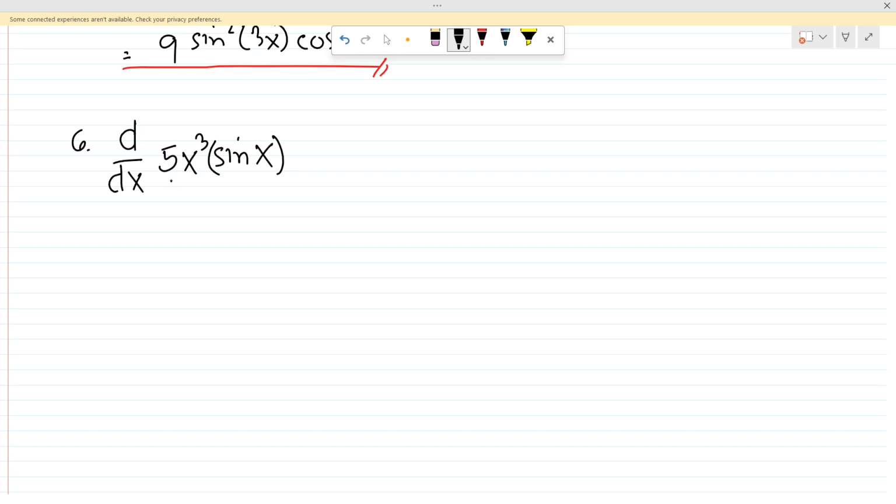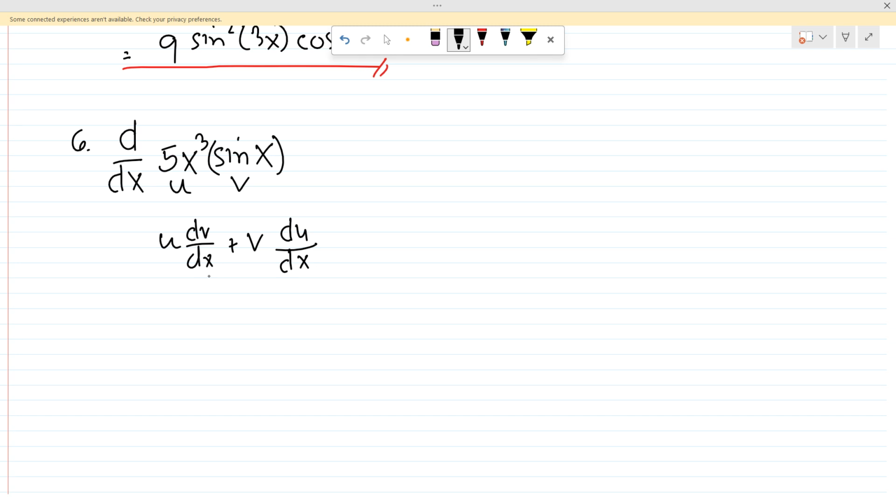Sir, ito po yung ating u, ito po yung ating v. So using po ng ating product rule, tanda po ba? That is what? Anong formula po natin? u dv over dx plus v du over dx. So we will just follow this formula. Pero of course, together with the formulas po ng ating power rule, ng ating trigonometric function.